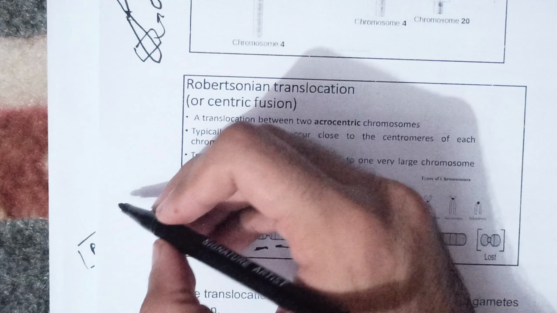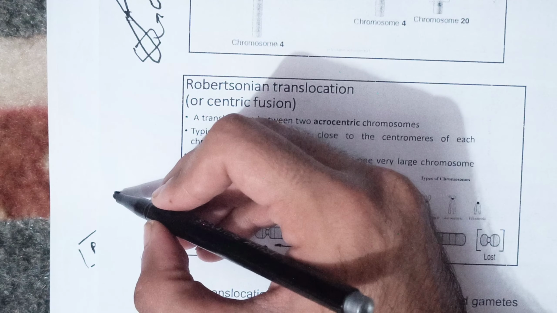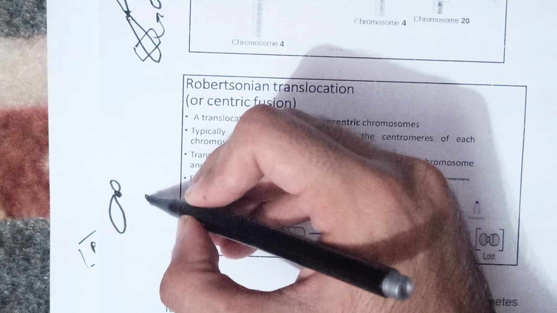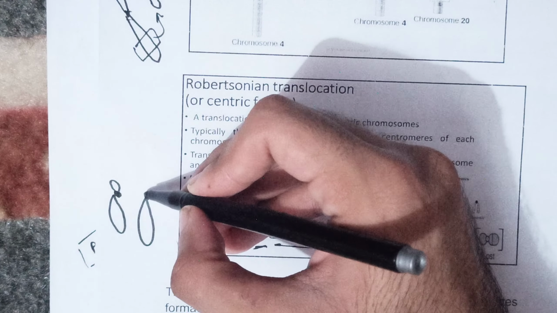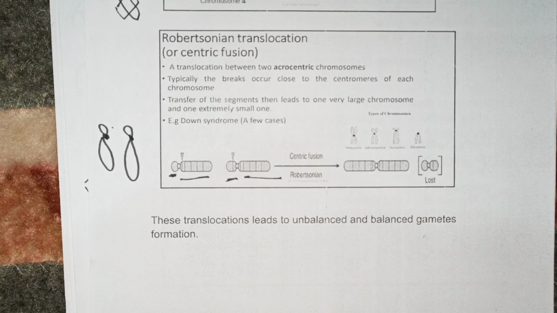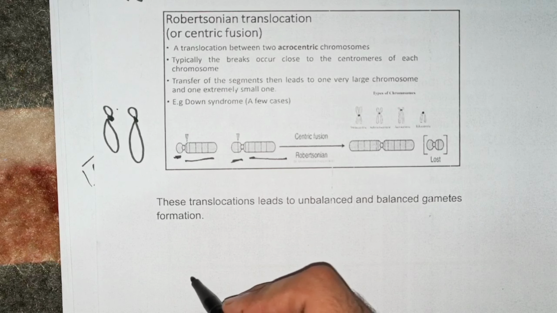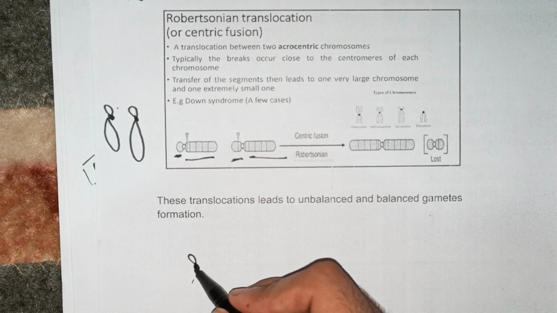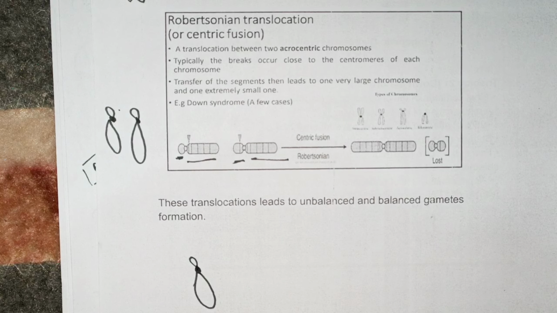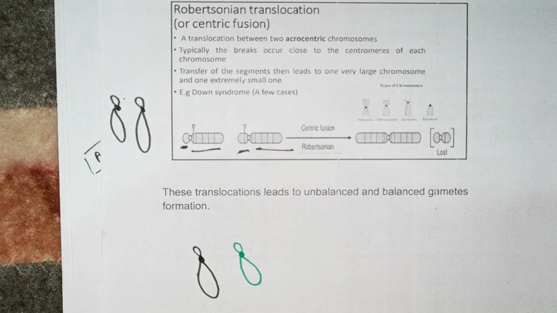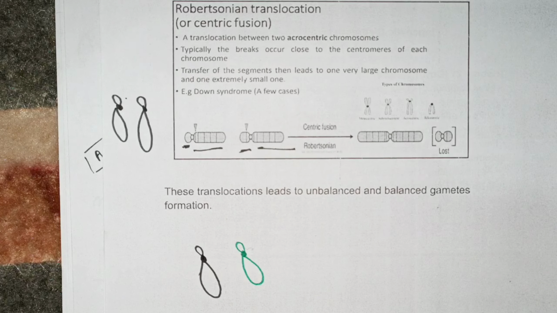If I draw it here, this is an acrocentric chromosome with one very large and one very small arm. These two are the acrocentric chromosomes. Okay, for better understanding I can draw it with different colors, beta. If you see, this is a very short arm, here is the centromere, and this is a very long arm. This is the acrocentric chromosome, a very short arm and a very long arm.